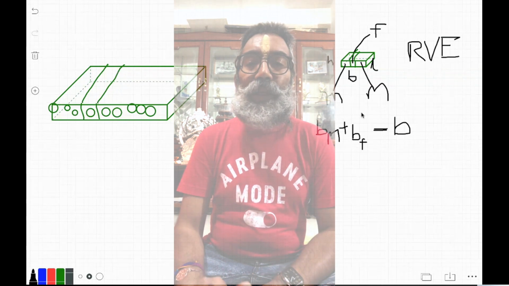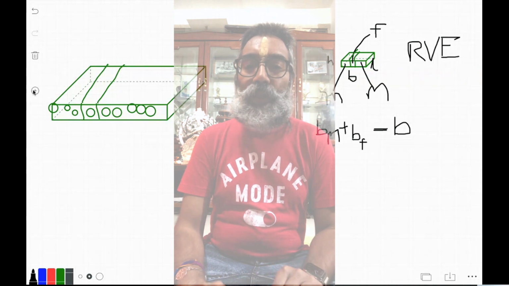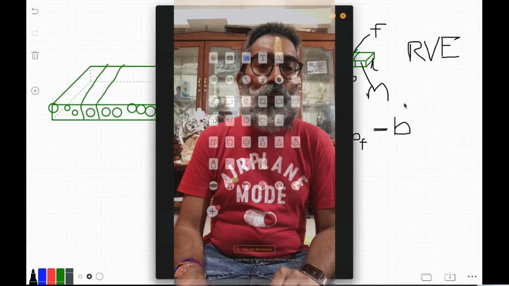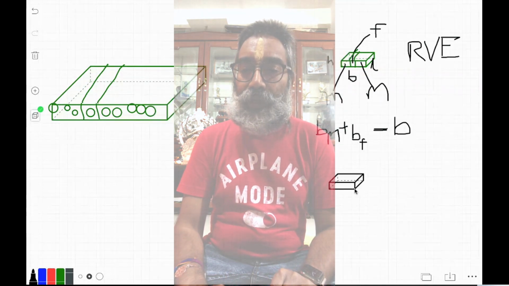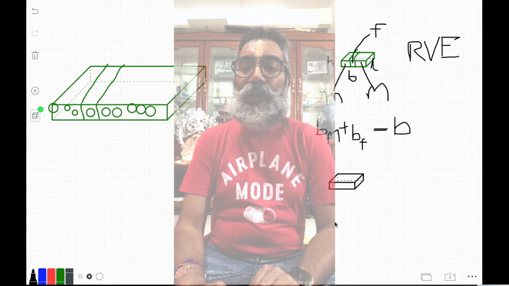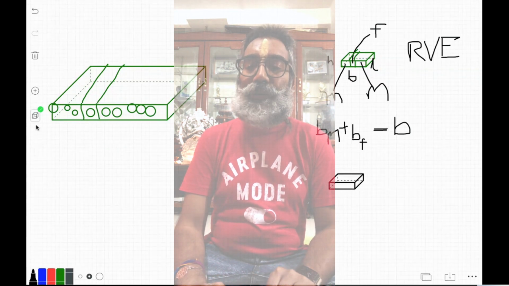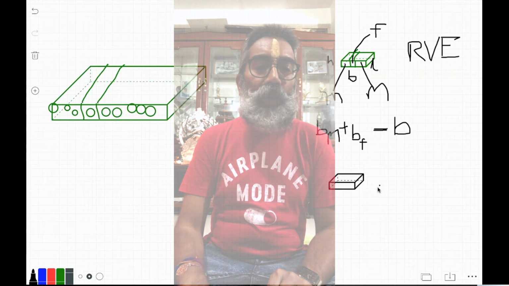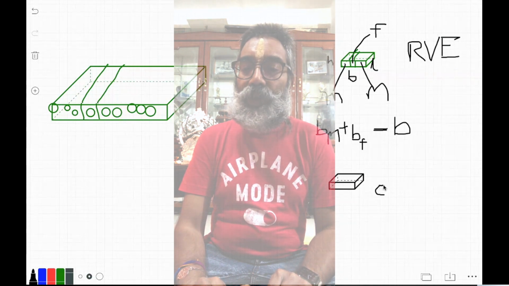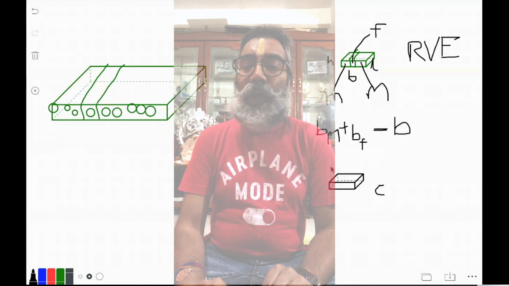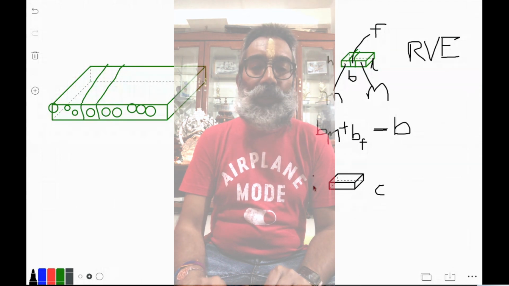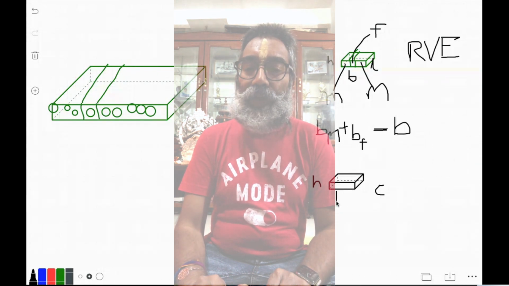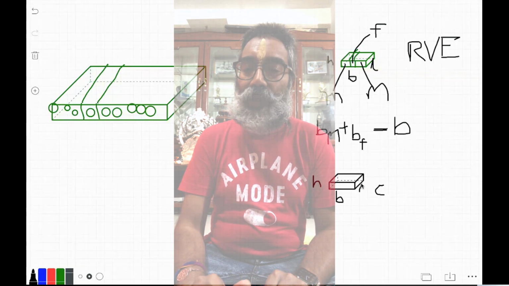But what we want to go for is another equivalent homogenized structure. That is, instead of that, we have something like this, where it is made out of a fictitious material, which we will now call the composite, or C. And we would say that this composite has the same geometry as this. In other words, it has a height h, a breadth b, and a length L.